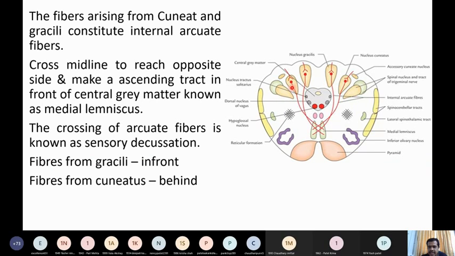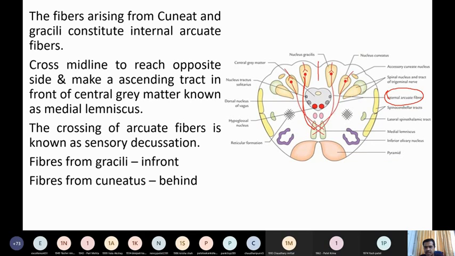Now, fibers from the gracile nucleus and cuneate nucleus pass forward, and these fibers are known as the internal arcuate fibers. They form an arch internally, a curved course, and run forward and cross the midline in front of the central gray matter. They make an ascending tract in front of the central gray matter on either side of the median plane.